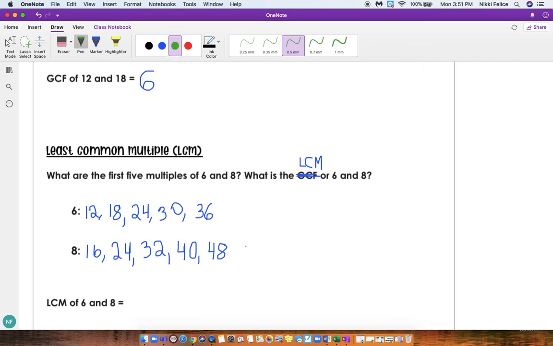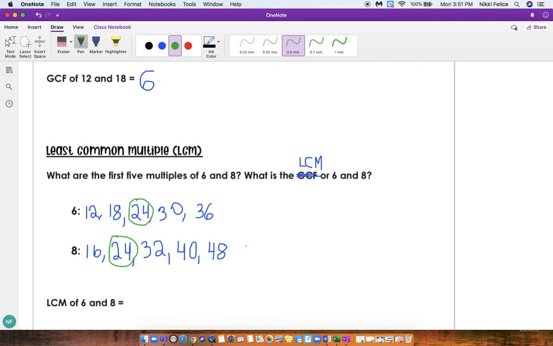Now, least common multiple, least means I want the smallest multiple. So the very first multiple I see that they have in common, it's not 12, not 16, not 18, but 24. They both have the multiple 24 in common. So that is my least common multiple.